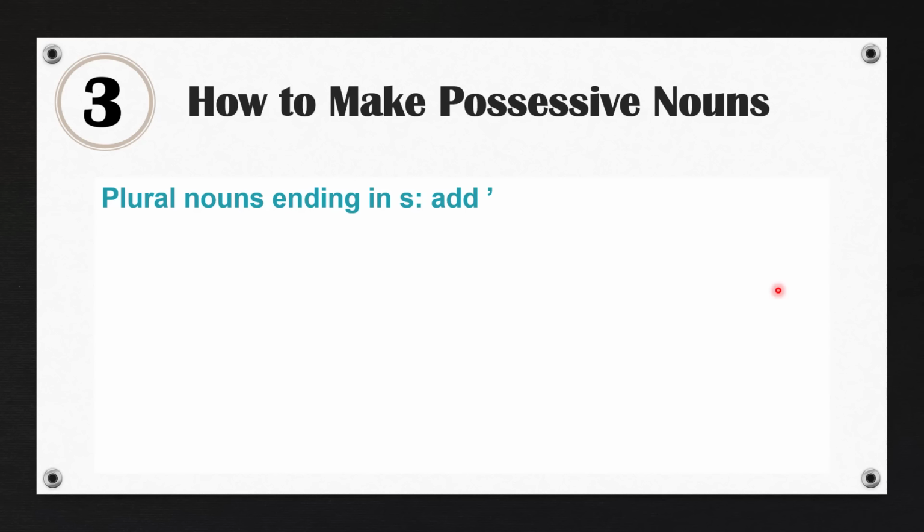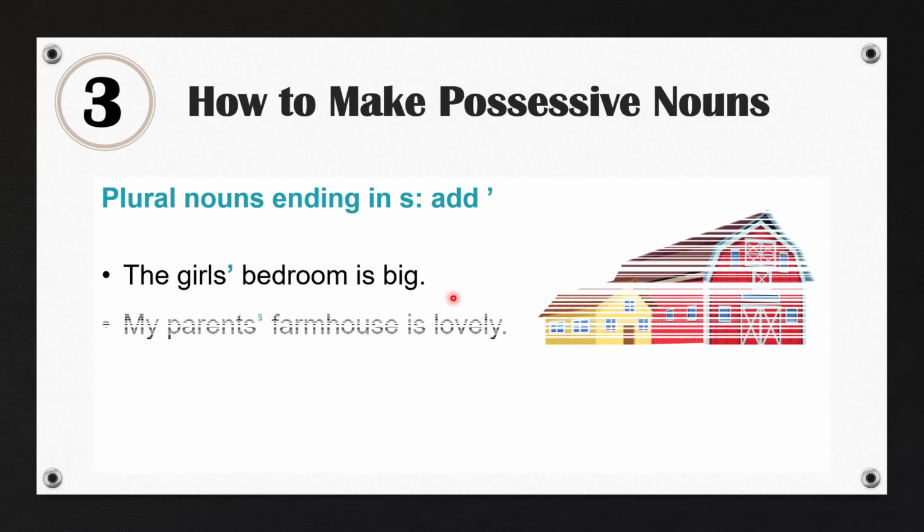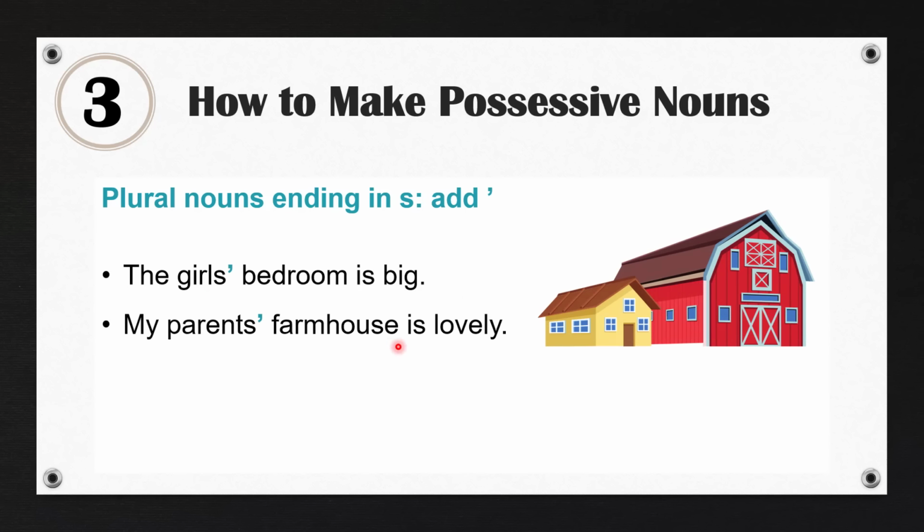So the third rule is with plural nouns ending in S, we just add an apostrophe. So for example, the girls' bedroom is big. This would mean there are two or more girls and they share a bedroom. If we had this apostrophe before the S, this would mean one girl, she has a big bedroom. But because we have the apostrophe after the S, this would mean two girls, two sisters, for example, share a big bedroom.